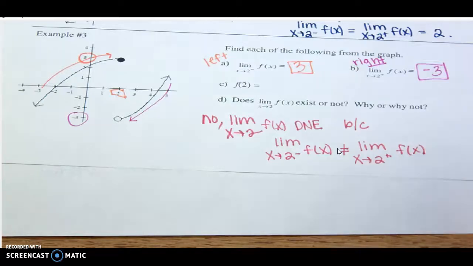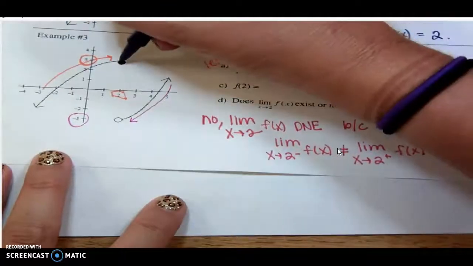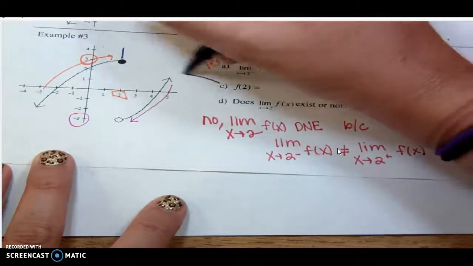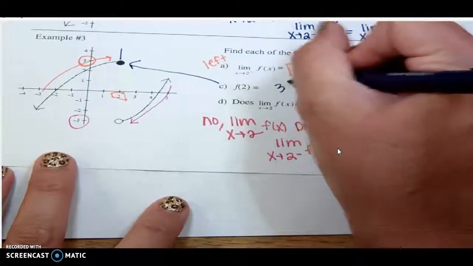Alright, so for part C, to go back to that, we're trying to figure out f of 2, so where it's defined. So you're looking for the closed-in circle. Okay, so let me just draw an arrow here. So you're looking here. So the y value where it's closed in is going to be that 3.